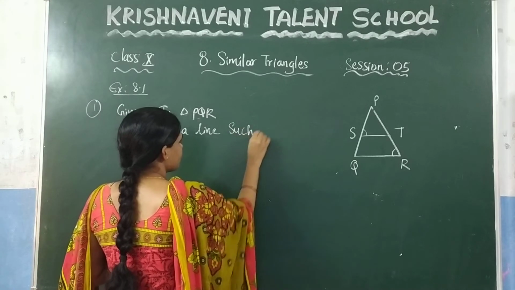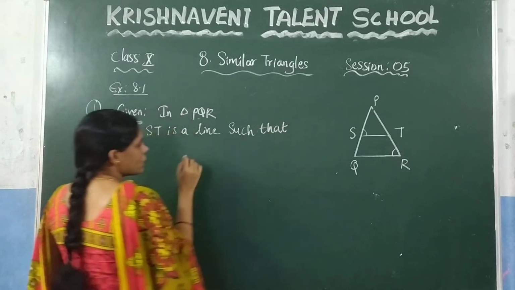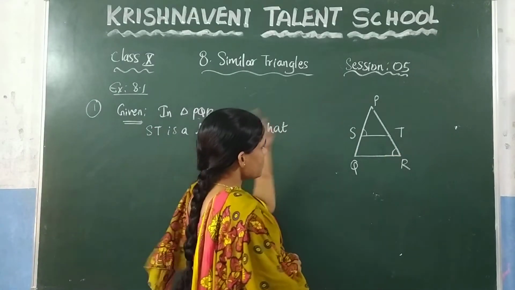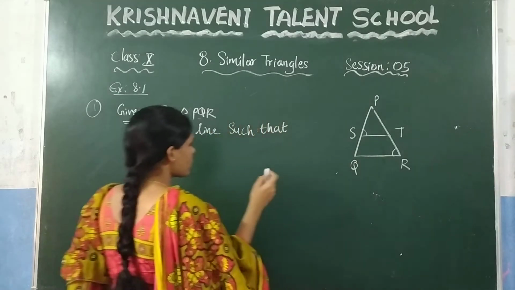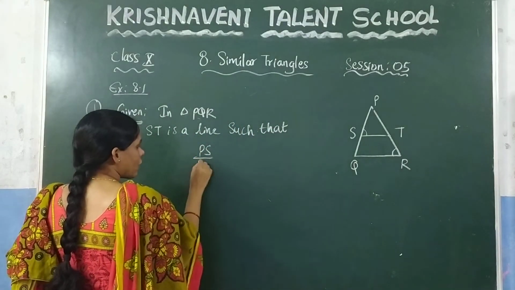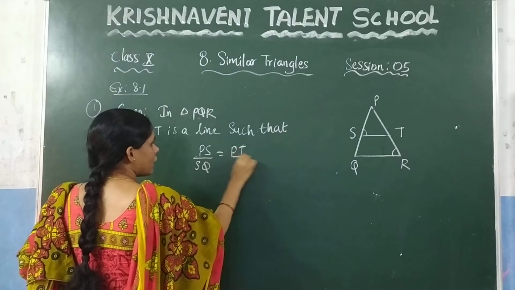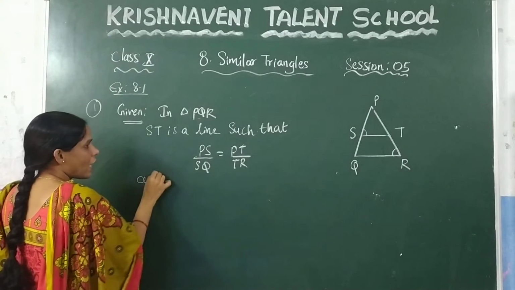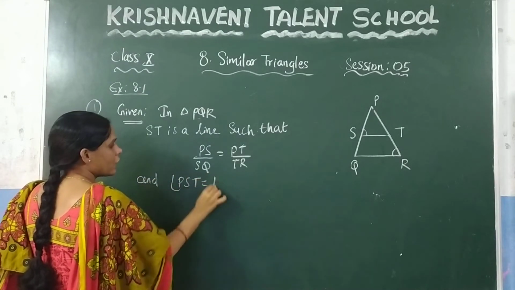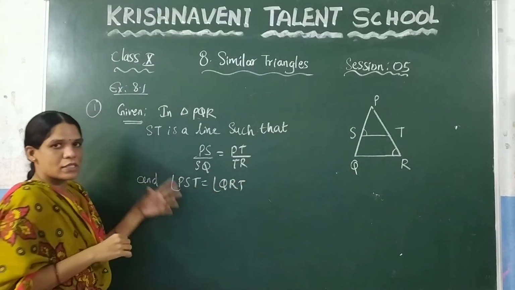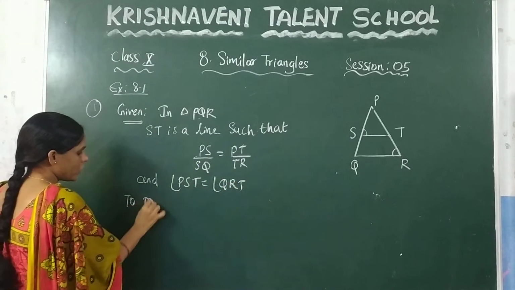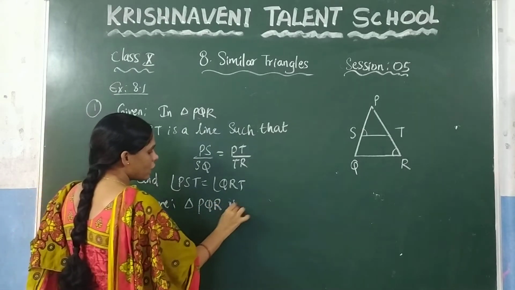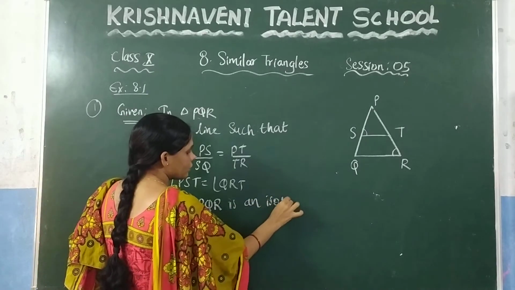such that what is the condition given here? These two sides are divided in the same ratio. That means PS by SQ is equal to PT by TR. So write it here: such that PS by SQ is equal to PT by TR. This is the condition they have given, and they said angle PST is equal to angle QRT. What we need to prove is that the given triangle PQR is an isosceles triangle.